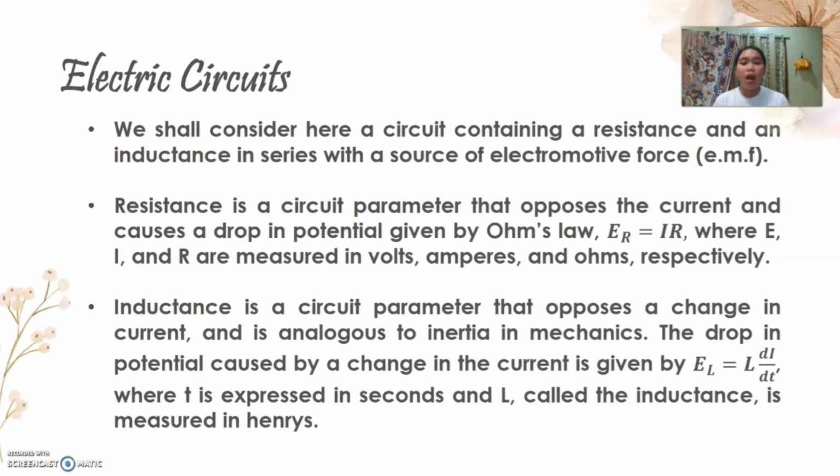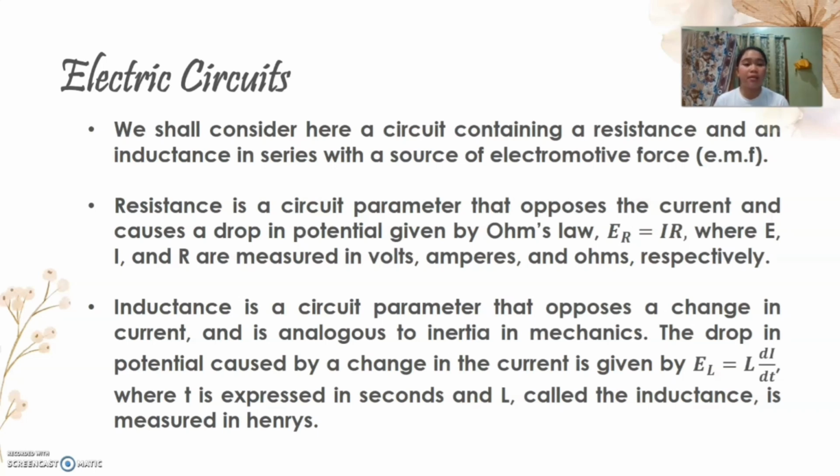So, we shall consider here a circuit containing a resistance and an inductance in series with a source of electromotive force, EMF. Resistance is a circuit parameter that opposes the current and causes a drop in potential given by Ohm's law, which is E sub R equals IR, where E, I, and R are measured in volts, amperes, and ohms respectively.